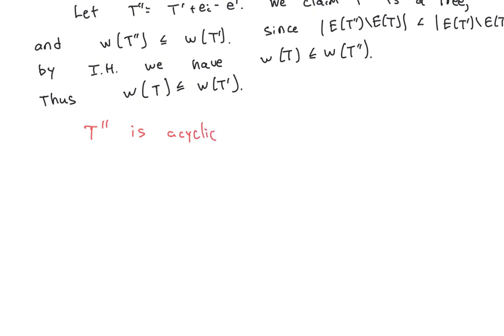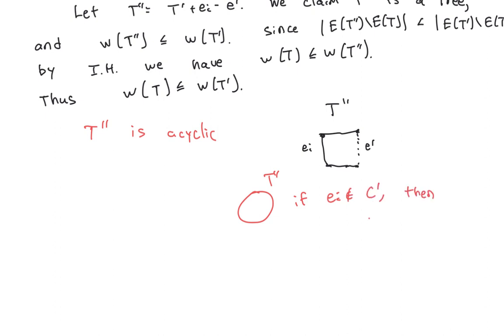So the point is, consider any cycle in T prime that existed. If EI is not on this cycle, then it's a cycle in T double prime already, which is a contradiction. So then the point is EI has to be on the cycle. So it has to look like this. And then you see the point. The point is that if I take the cycle we had earlier with the edge E prime and I remove EI, I get a new cycle in T prime. Again, a contradiction. Therefore, this graph has to be acyclic.